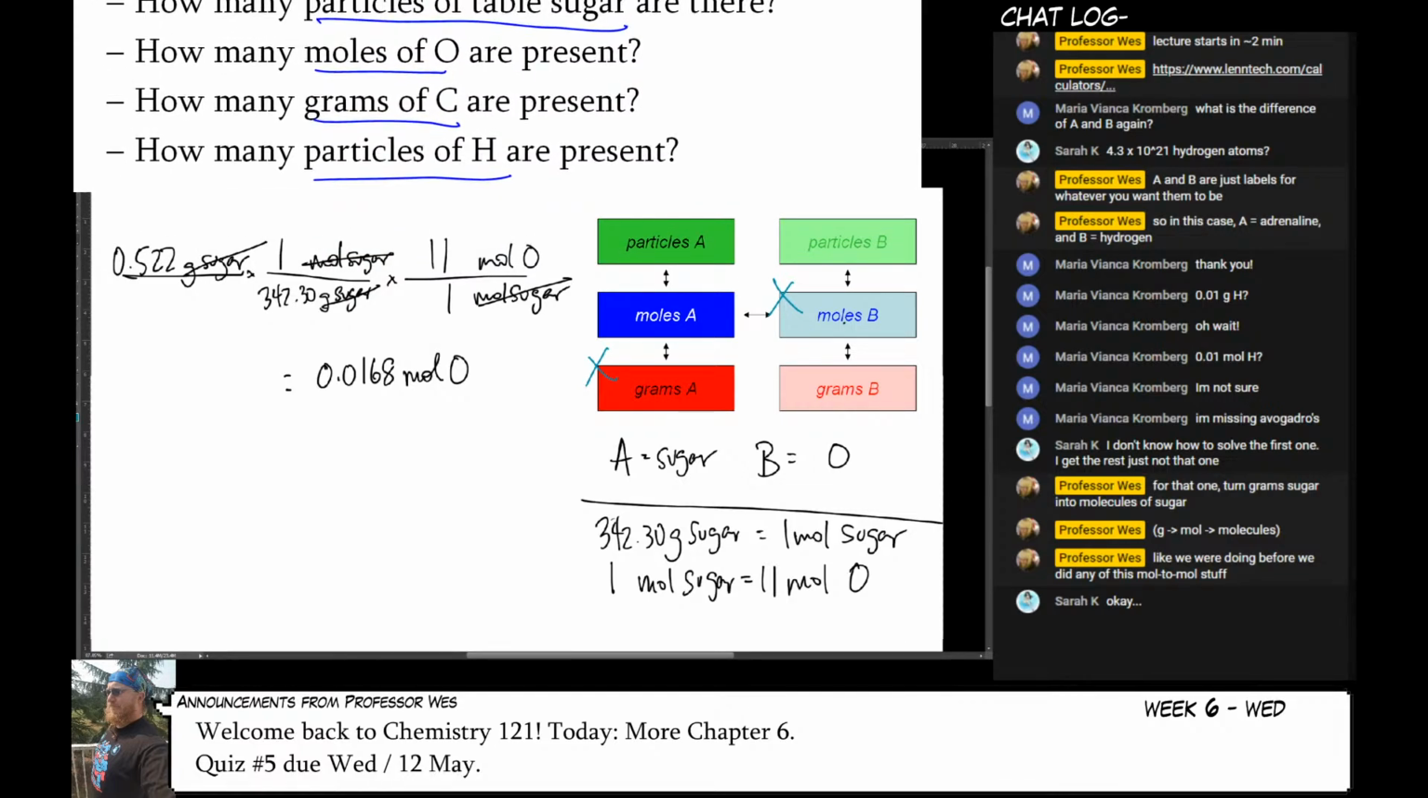All right. I am going to need the formula of sugar because I'm going to keep forgetting it, so I'm going to write it down up here. There you go. That's just handy for us to have.